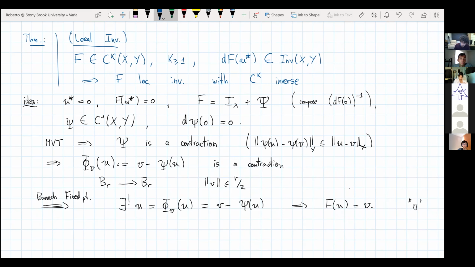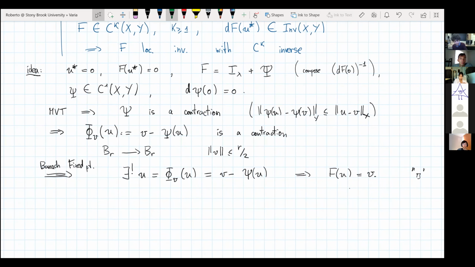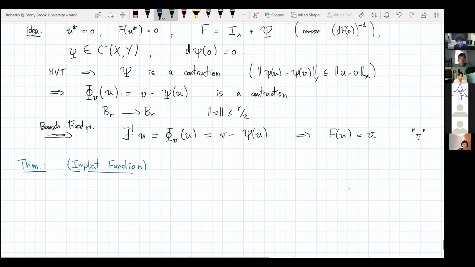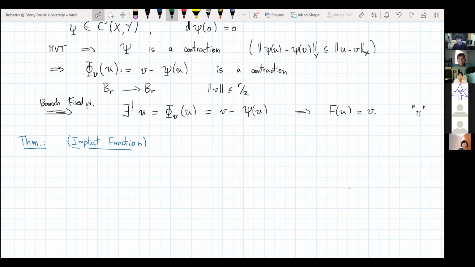Okay. Somehow a consequence of this theorem is the implicit function theorem, which is the one we are really interested in for the purpose of what I was saying at the beginning of the talk. I will not prove this theorem because it is too much work. It's technical and it's not that interesting in this setting, I think.